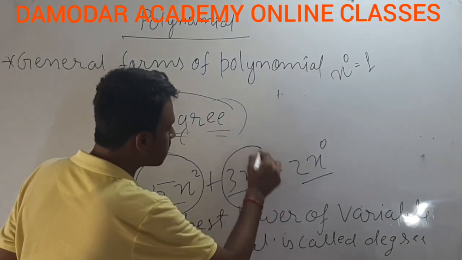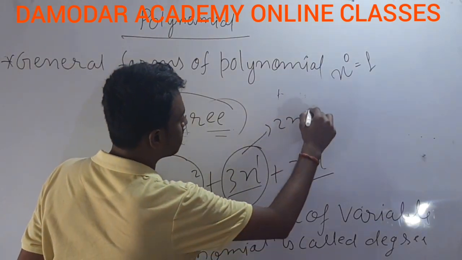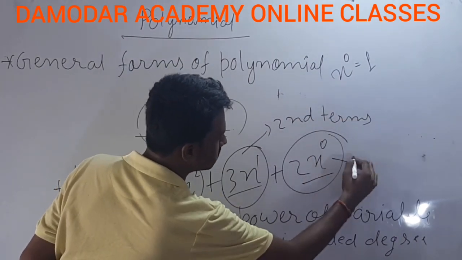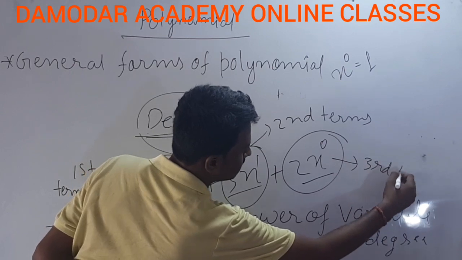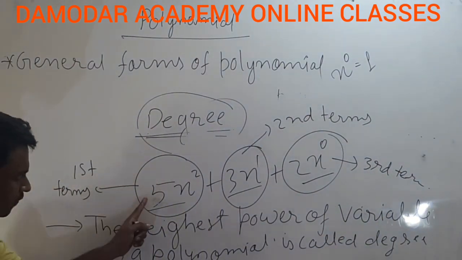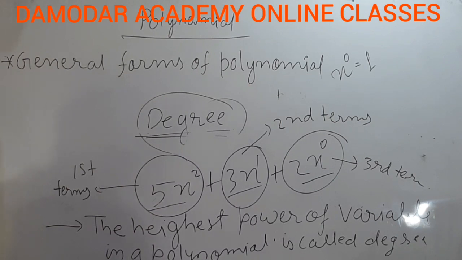And this is the second term. This is the third term. Okay? For the first term, what is the variable? X is the variable.